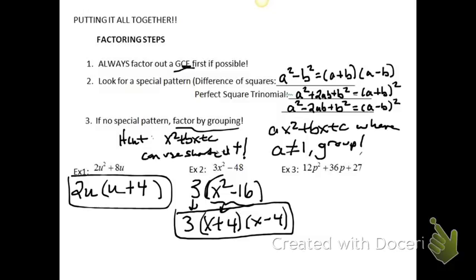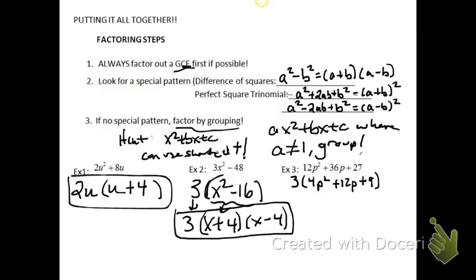Let's look at 3 here. I have a 12p squared, a 36p, and a 27. The numbers are not pretty. Those are actually pretty large. I do not want to factor that by grouping. So is there a GCF? I do believe a 3 goes into all of those. So let's pull out a 3. If I pull a 3 out, 12p squared divided by 3 is going to be a 4p squared. 36p divided by 3 is going to be a positive 12p. 27 divided by 3 is a positive 9.